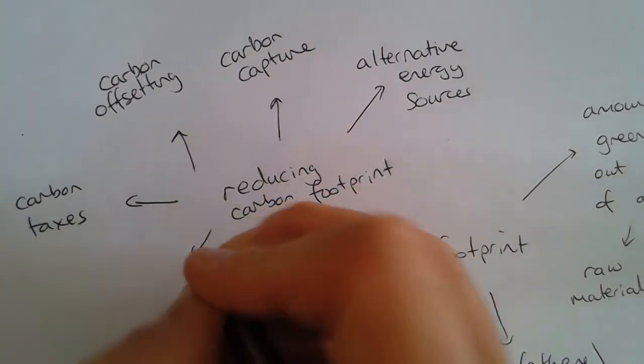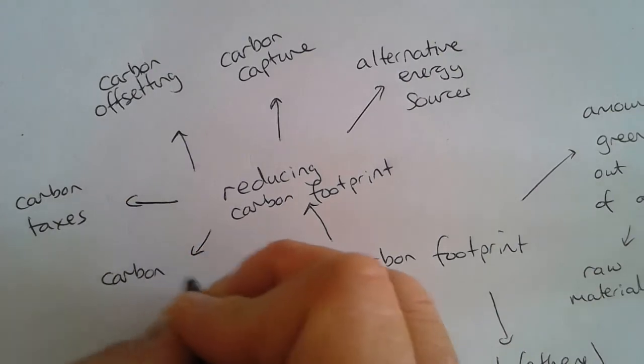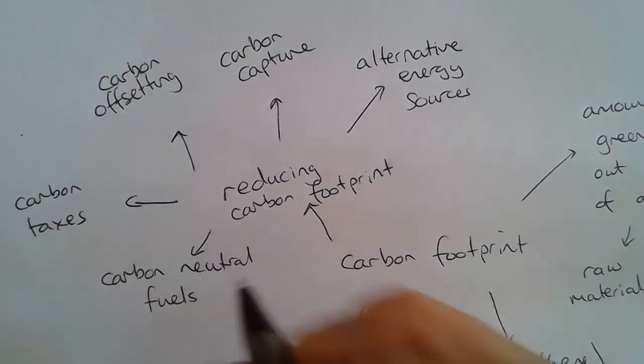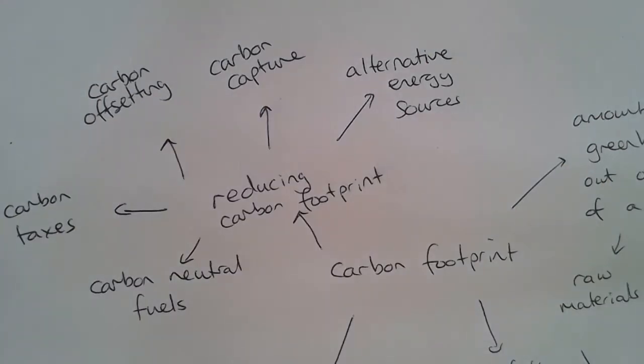And we can also use carbon neutral fuels. So this is a little bit like carbon offsetting in the fact that we use fuels that have been grown, for example, sugar cane that can be turned into bioethanol. Biofuels are carbon neutral fuels. Overall, they don't release any more carbon dioxide into the atmosphere than growing them takes in.